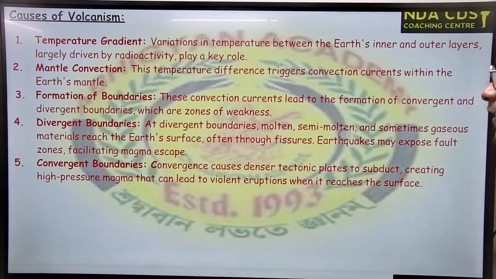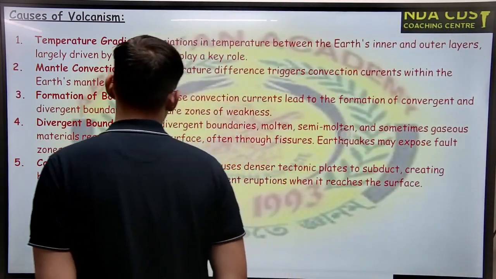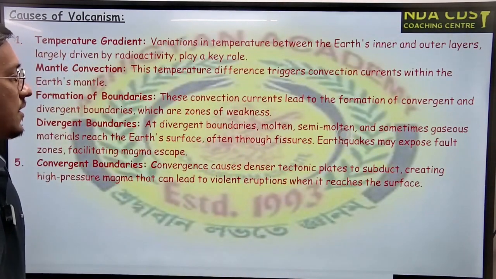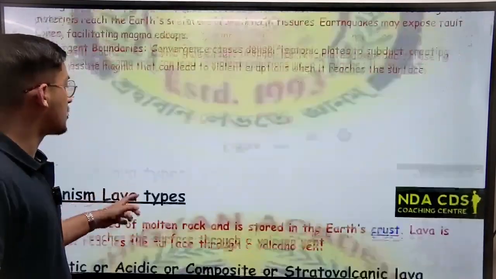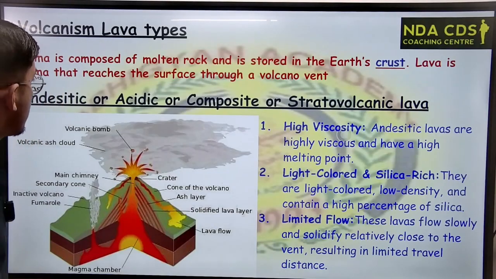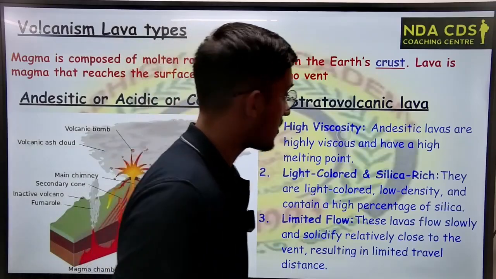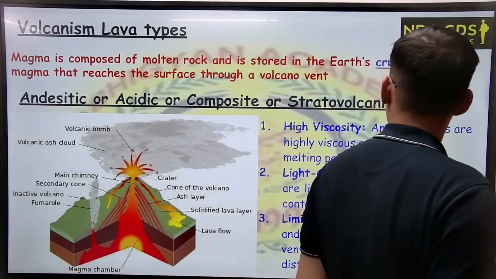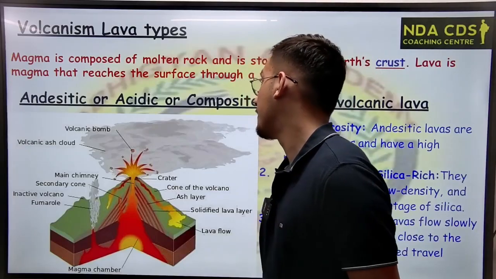We have divergent boundaries, where molten, semi-molten, sometimes gaseous material reaches the Earth's surface. Finally, we have convergent boundaries. Convergence causes denser tectonic plates to subduct, creating high pressure magma that can lead to violent eruptions. Volcanism, lava types. So magma is composed of molten rock and is stored in the Earth's crust. Lava is magma that reaches the surface through a volcanic vent.